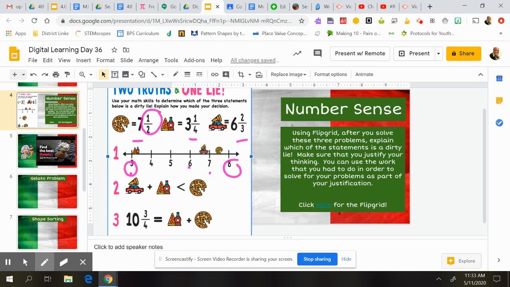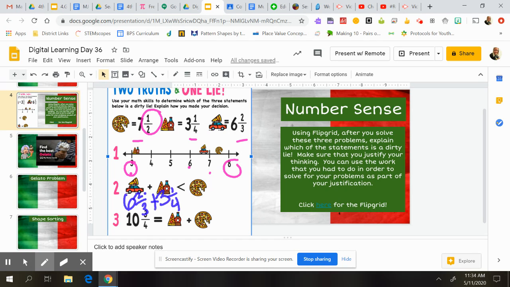Down here, number 2, I'm going to change the color so you guys can see it a little bit better. Number 2 says that the pizza delivery car, so 6 2/3, plus the pizza slice and the soda, which is 3 1/4, is less than 7.5. So I'm going to have to add those two together.